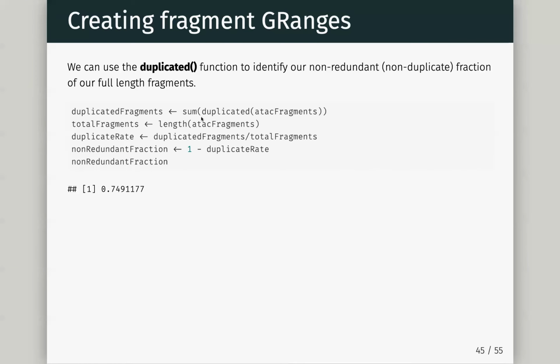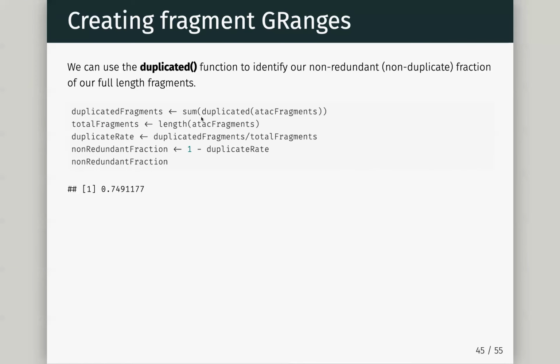So duplicated will give me TRUE or FALSE: TRUE if it's duplicated, FALSE if it's not. Sum will add up all the TRUEs as ones, and it will give me the total duplicated fragments. The length of the GRanges will give me the total fragments. And then to get a duplication rate, I can do duplicated divided by total. And so that will give me a duplication rate.